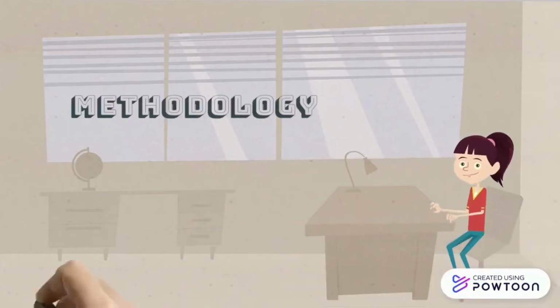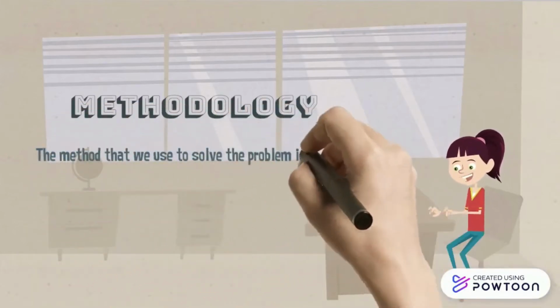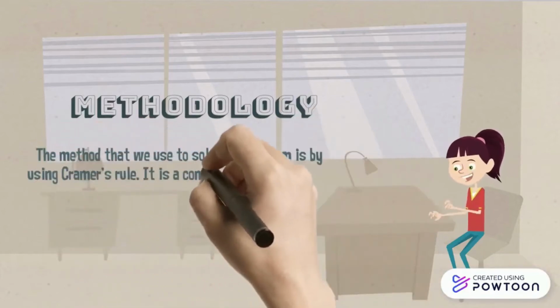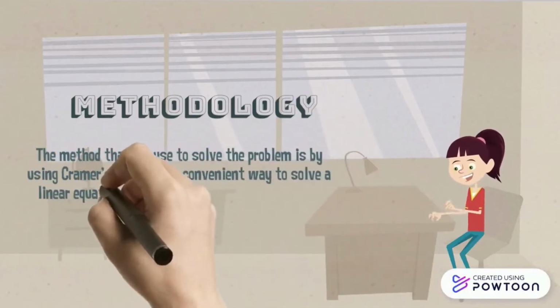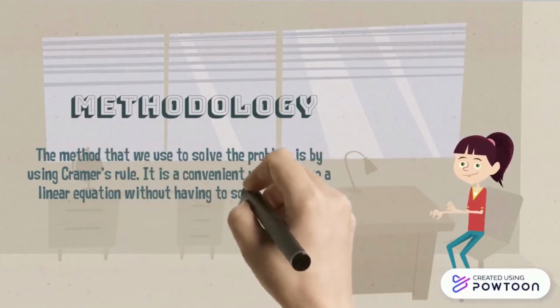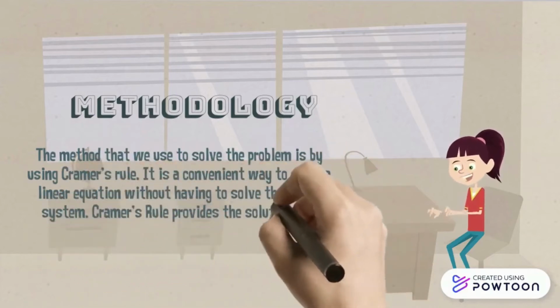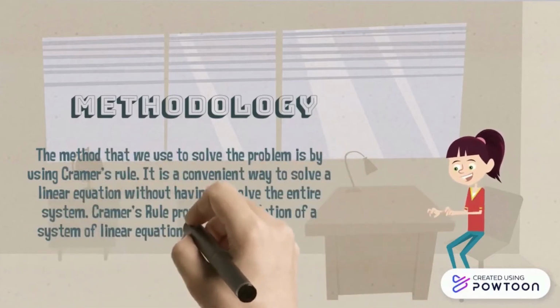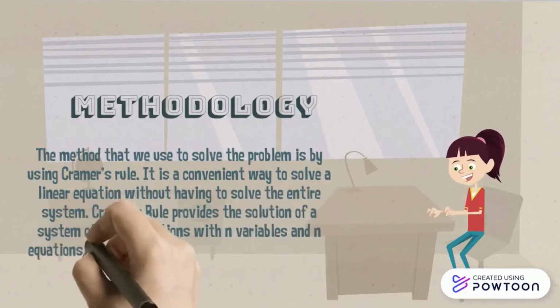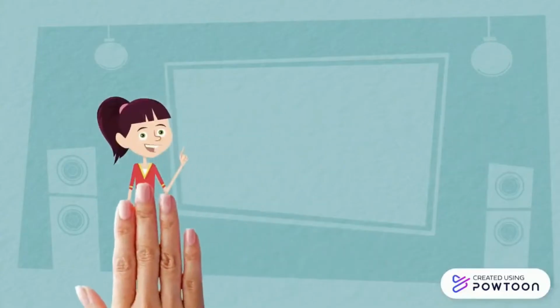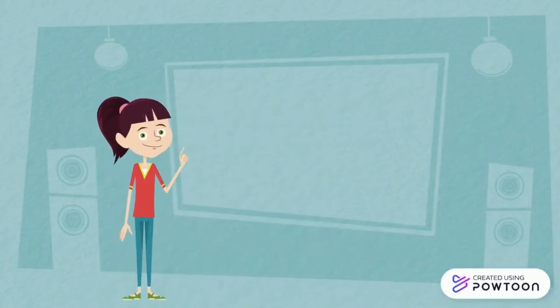It is a convenient way to solve a linear equation without having to solve the entire system. Cramer's rule provides the solution of a system of linear equations with n variables and n equations. It is applicable if the system has a unique solution when solved for a single variable. So the next topic is result.